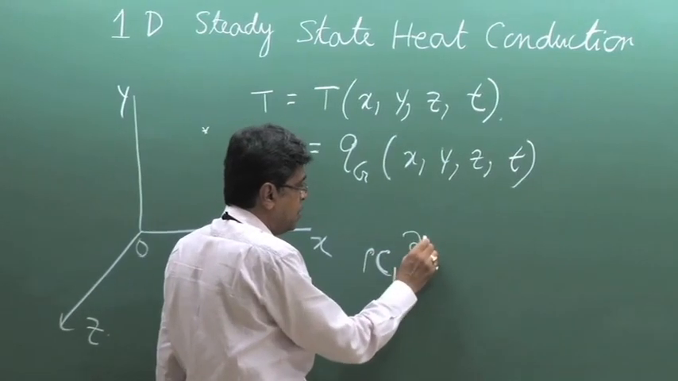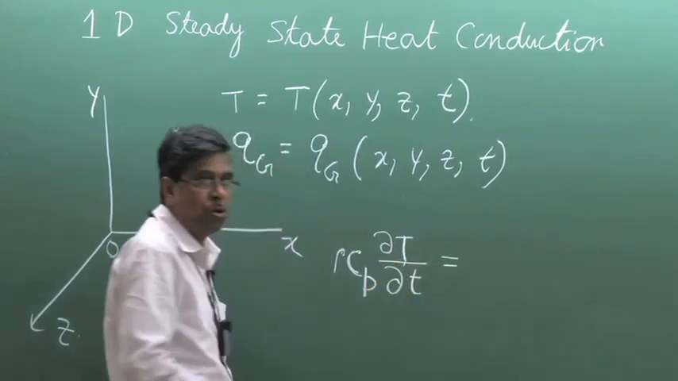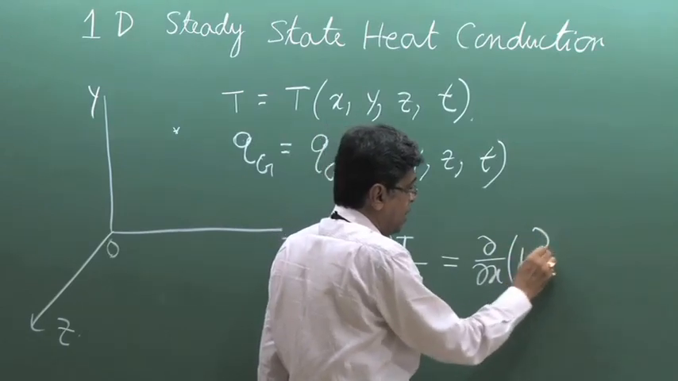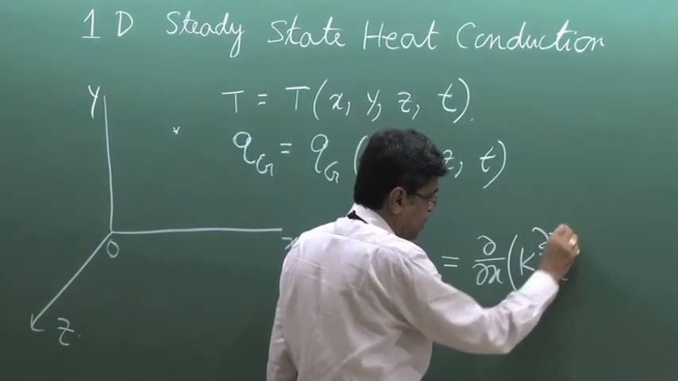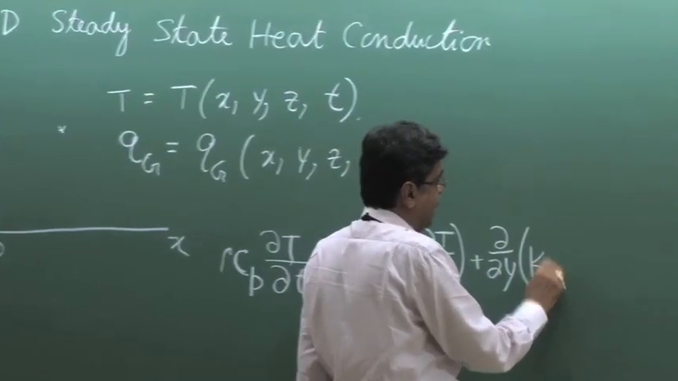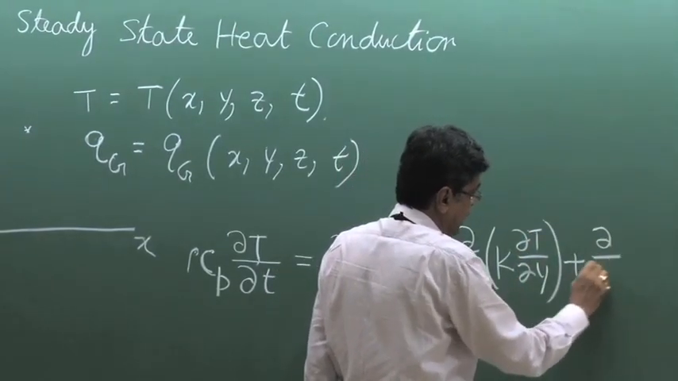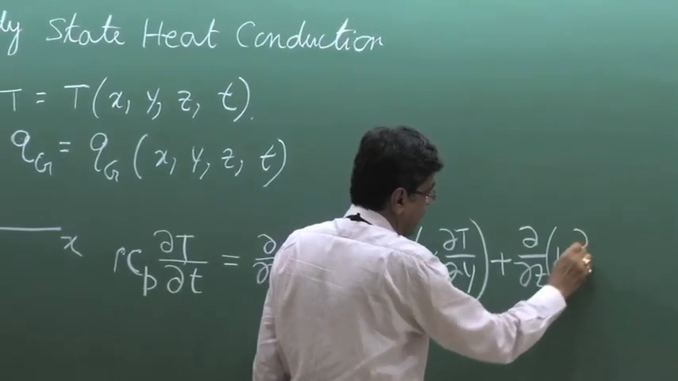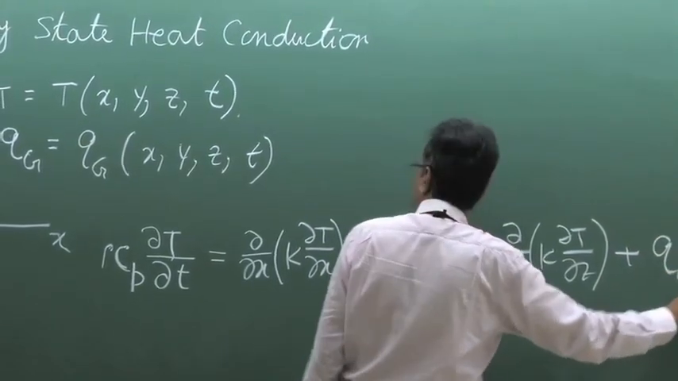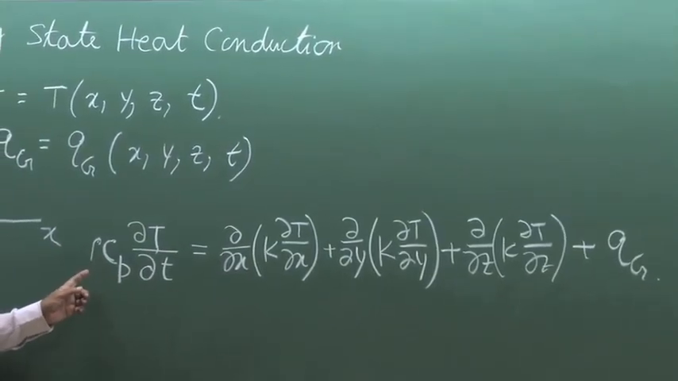Rho Cp del T equals del x of k del T del x plus del y of k del T del y plus del z of k del T del z plus qg. So this is the general heat conduction equation.